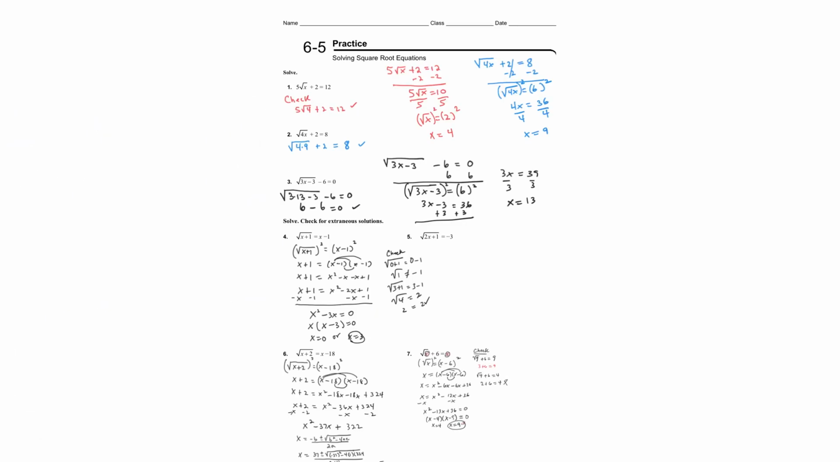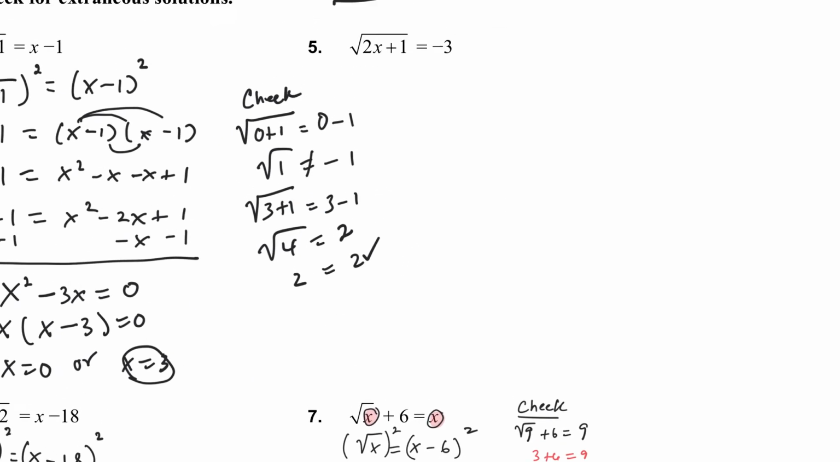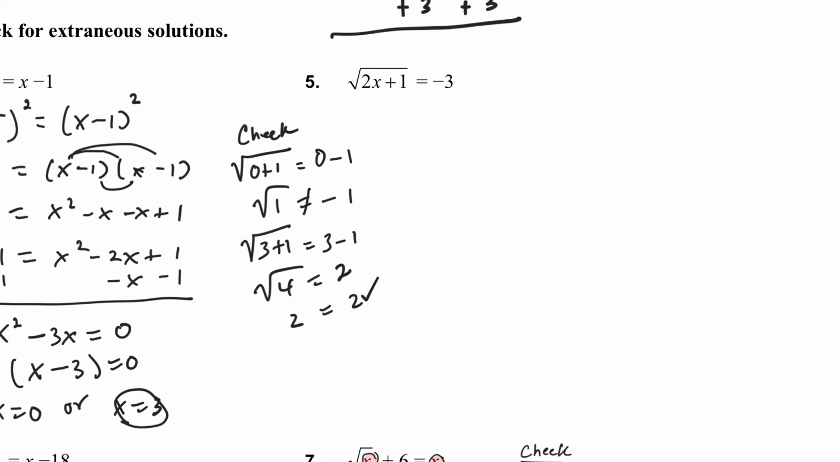Example number 5, the square root of 2x plus 1 equals negative 3. This would be no solution.